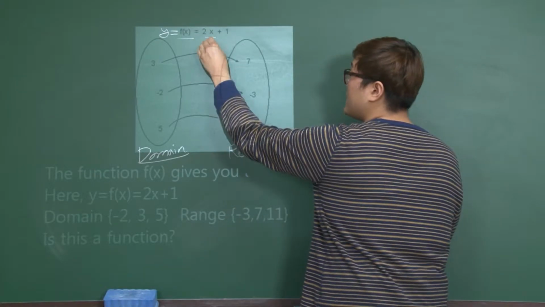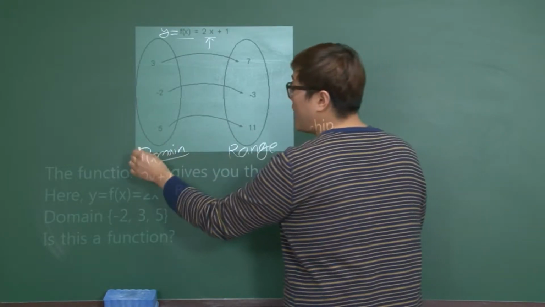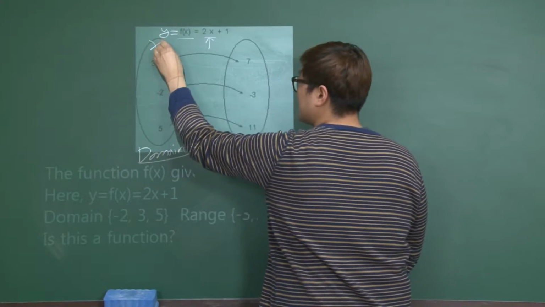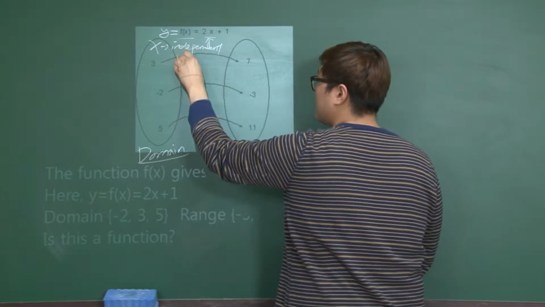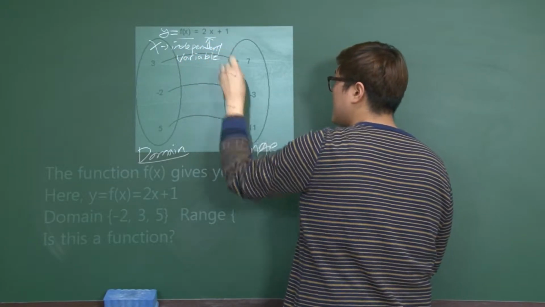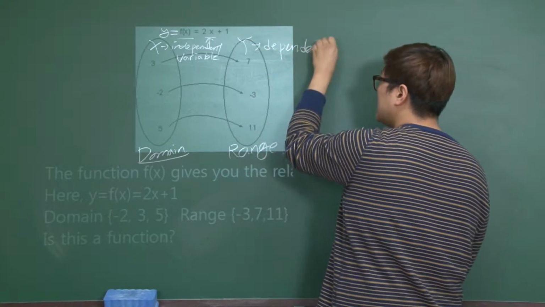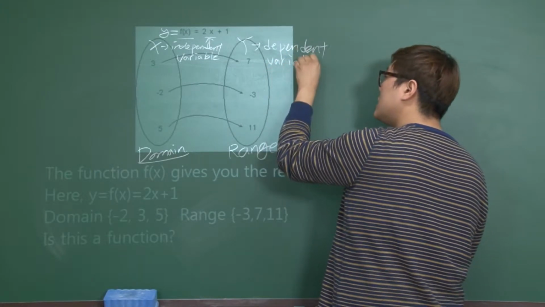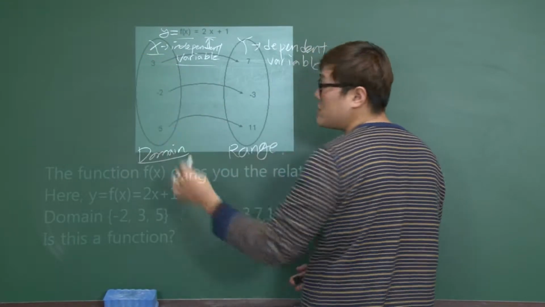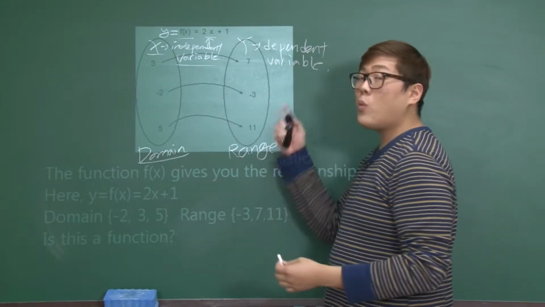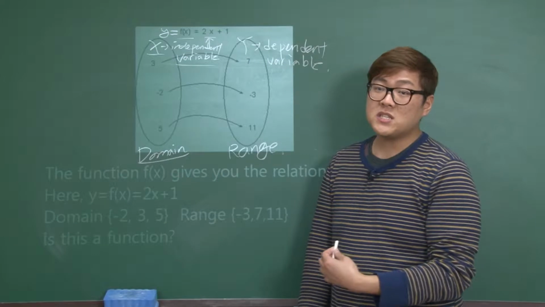So if we plug in some value into x, then we have some value y. So we call x the independent variable, and we call y the dependent variable. This is pretty much clear because we can choose whatever we want to be the value of x, but y is always determined by the value of x and the relationship given to you.